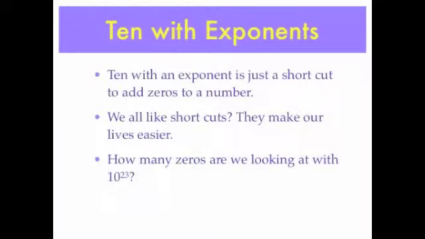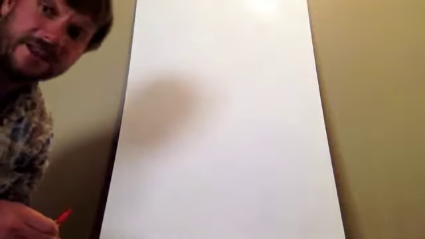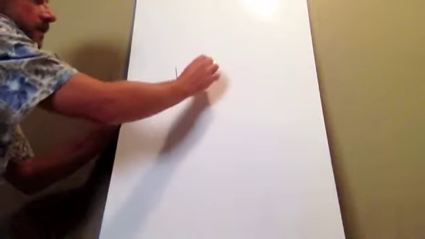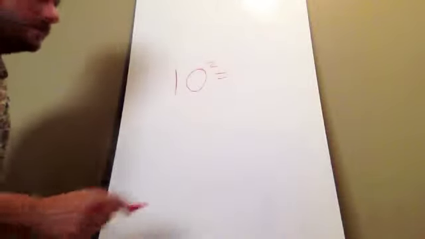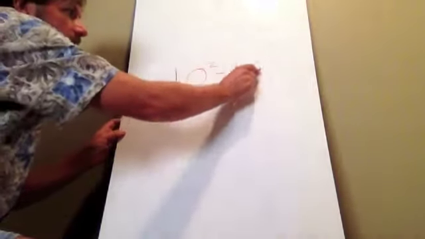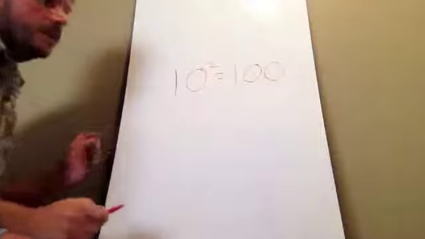How many zeros are we looking at with 10 to the power of 23? Think about it. Let's do some practice. Alright, so we're going to do some practice using 10, the magic number. Alright, so 10 to the power of 2 equals how many zeros? Equals 100, right?